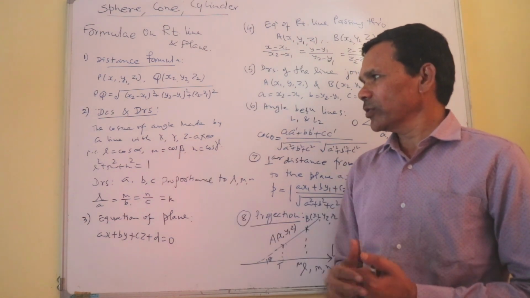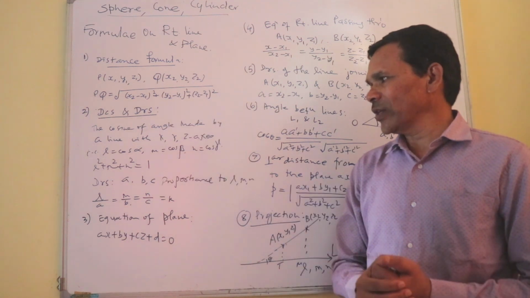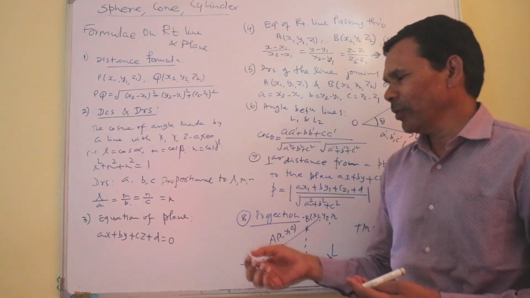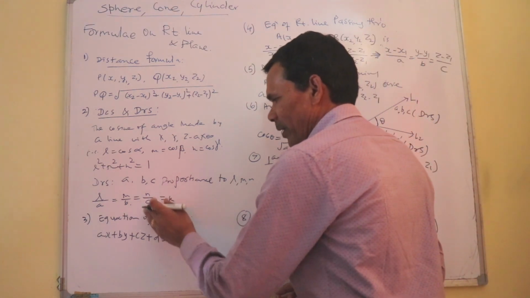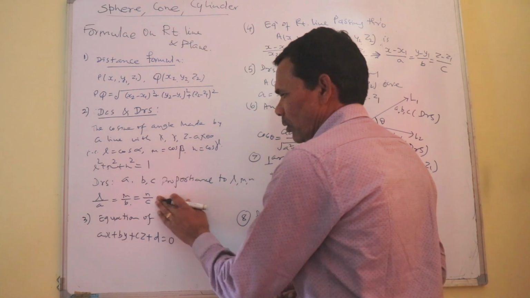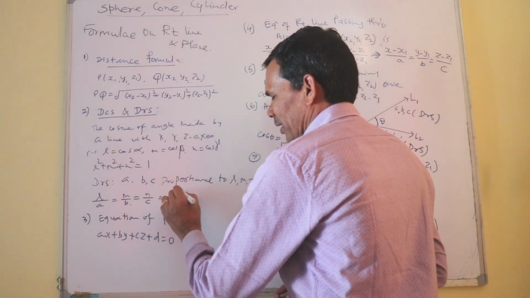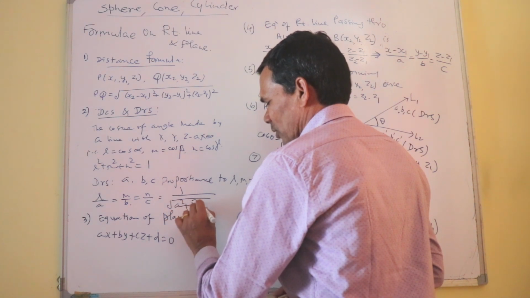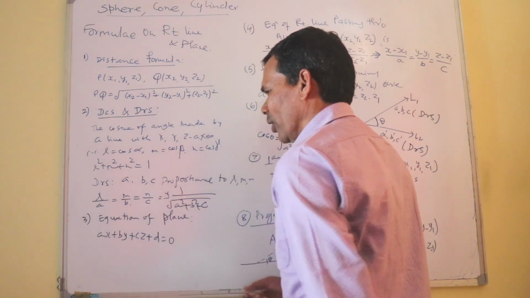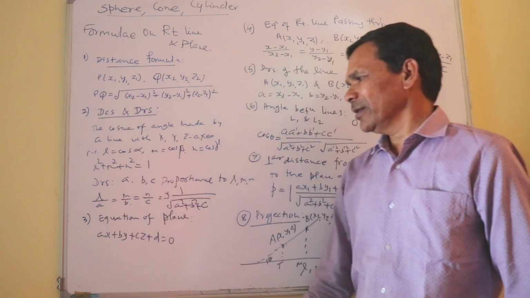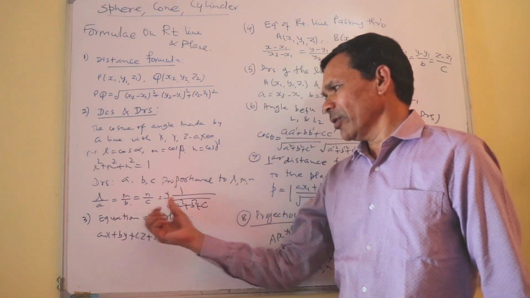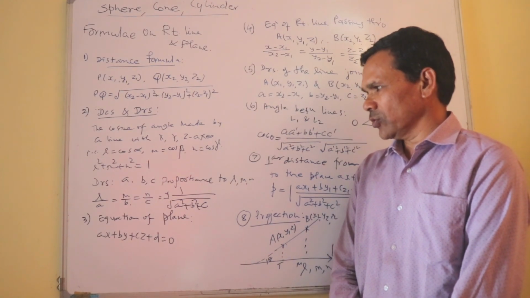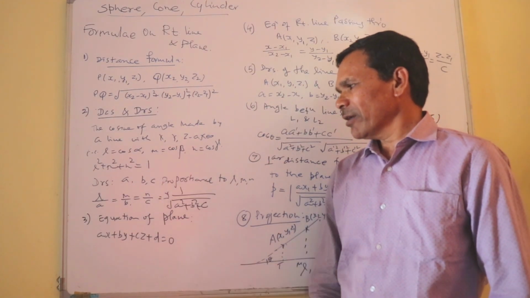Similarly, direction ratios a, b, c are proportional to the direction cosines, that is l upon a equals m upon b equals n upon c, equal to some constant. It is 1 upon plus or minus root of a square plus b square plus c square, of course. So you get l equal to a upon this, m equal to b upon this. These are the relations between direction cosines and direction ratios. We need this.